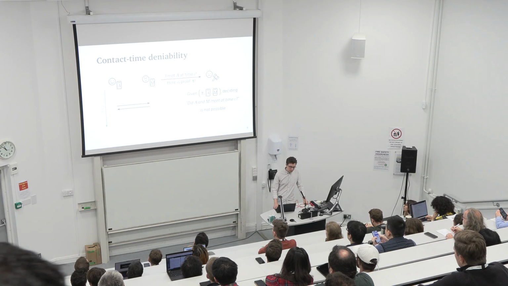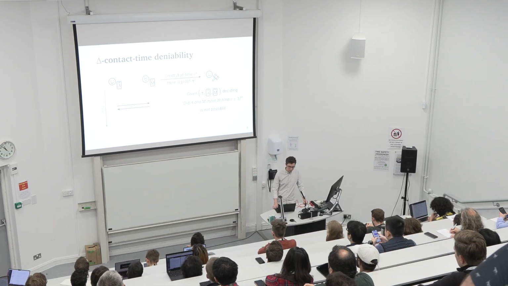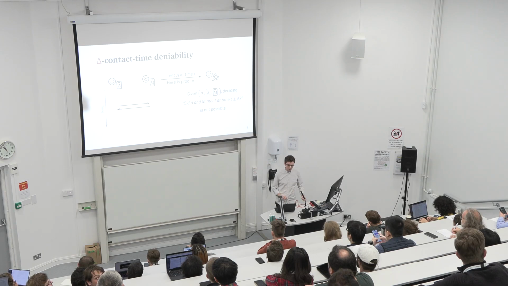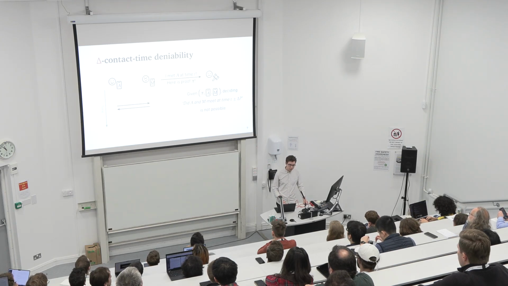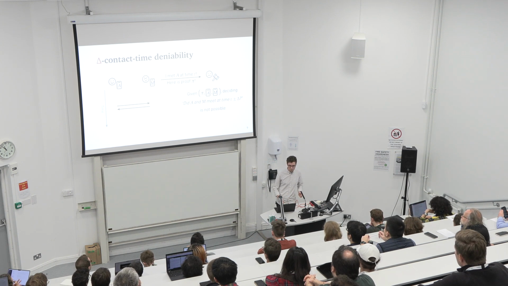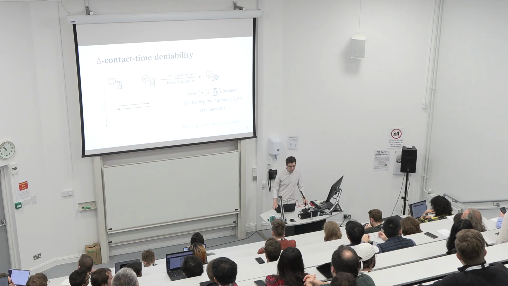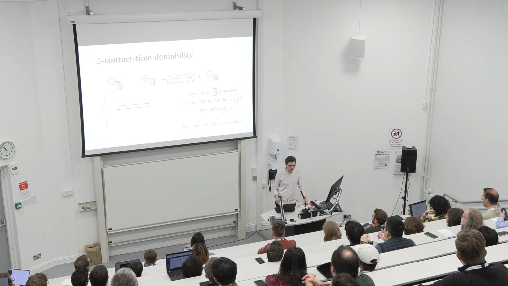In our work, we actually don't have this binary property, but one that is parameterized by some delta. This delta quantifies how certain the judge can be. If you look at this equation here, if delta is small, the judge is very certain when the contact happened. And if delta is large, then the judge doesn't really know a lot. So essentially, this means delta contact time deniability is only meaningful if delta is large.